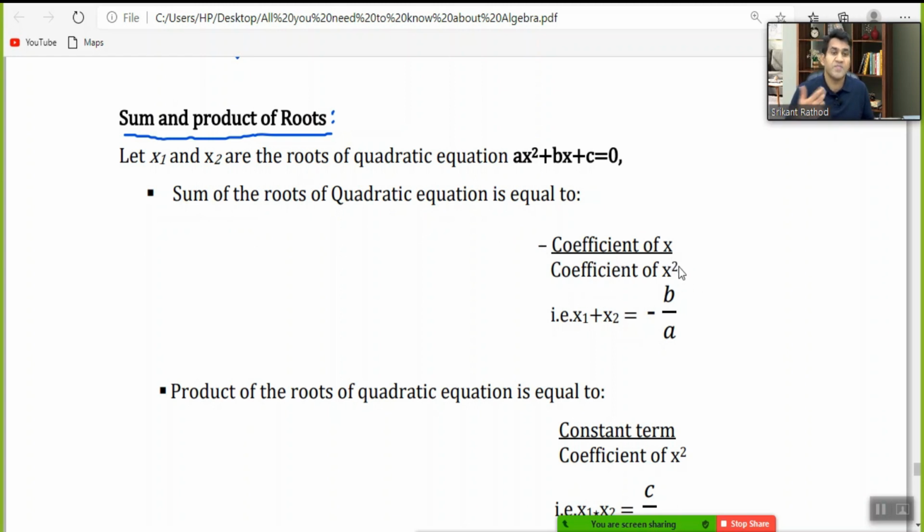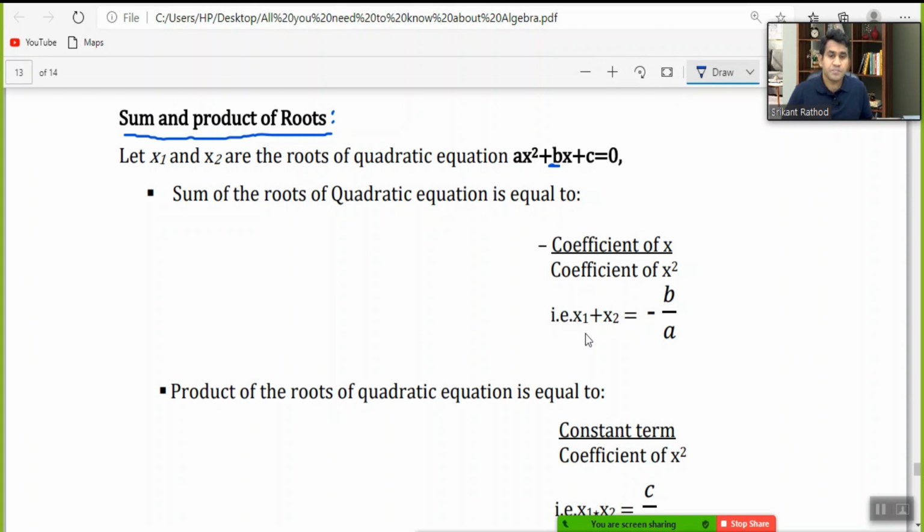So what is the coefficient of x? As per the general form, the coefficient of x is going to be b. That is, x1 plus x2, the sum of the roots of the given quadratic equation, is written as negative b by a. The coefficient of x is b and the coefficient of x square is a. So this is the formula.